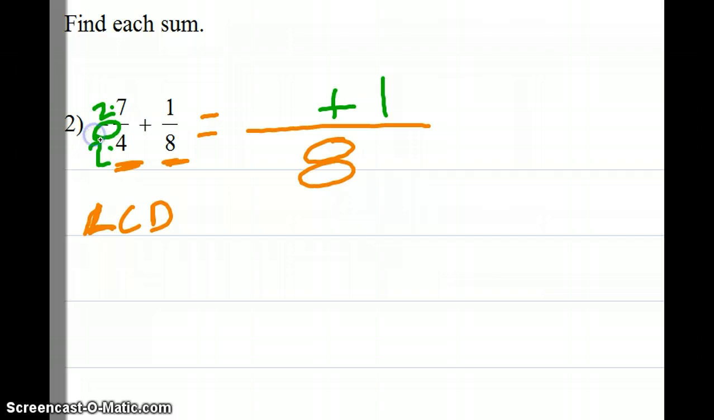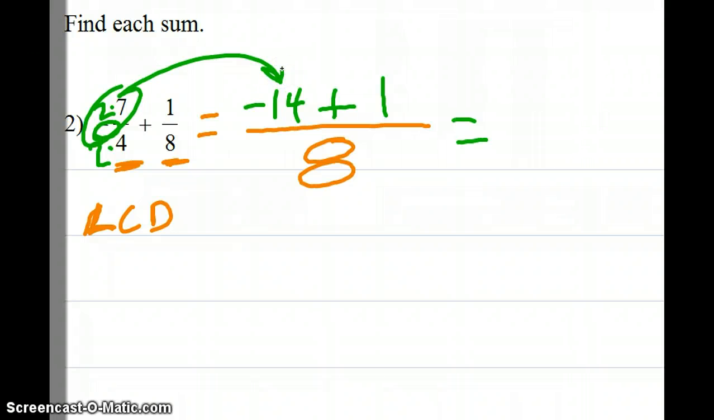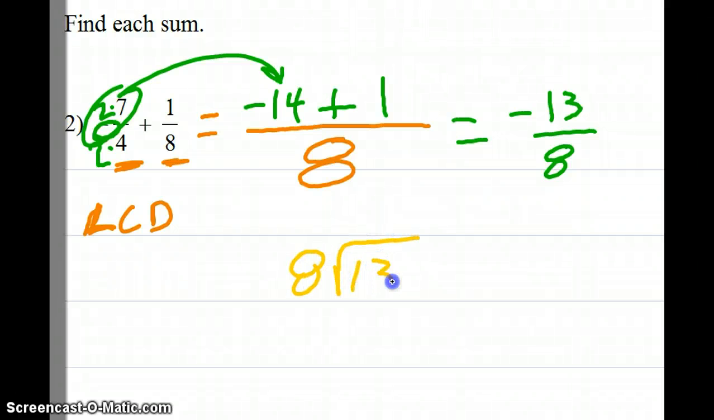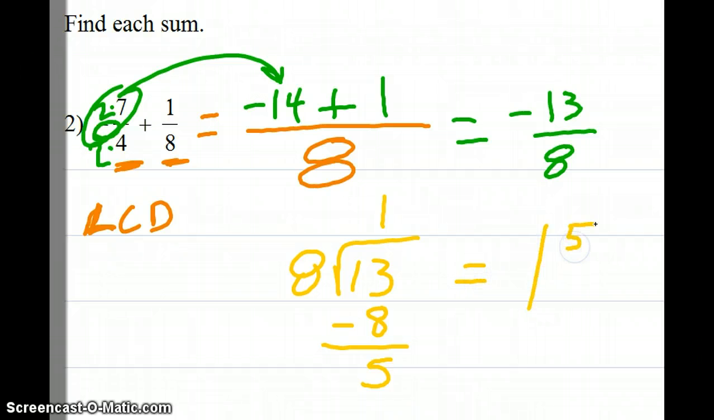What do we do with this negative sign? We'll just make that negative 14, because a negative 7 times 2 is equal to negative 14. Now we add the numerators. We get a negative 13/8. Let's change this. When we change a mixed fraction, we'll take 8 into 13 is one whole time. We subtract, we get a 5. So mixed fraction, 8 goes into 13 one whole time with 5/8 left over. And since this is a negative, then our final answer will be a negative.